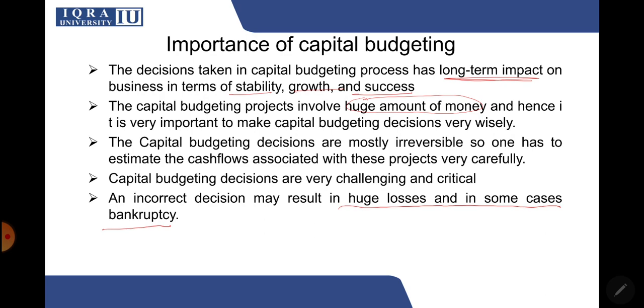Capital budgeting decisions are mostly irreversible. It's the same thing. Because they are so expensive, it is very difficult to reverse them. For example, if you have decided to set up a factory in Pakistan and you have already set it up, and then you realize, oh no, India would have been a better option for your company, but now you've already set up a company over here. It will be too expensive to move all of your equipment to another country. Capital budgeting decisions are very challenging and critical.